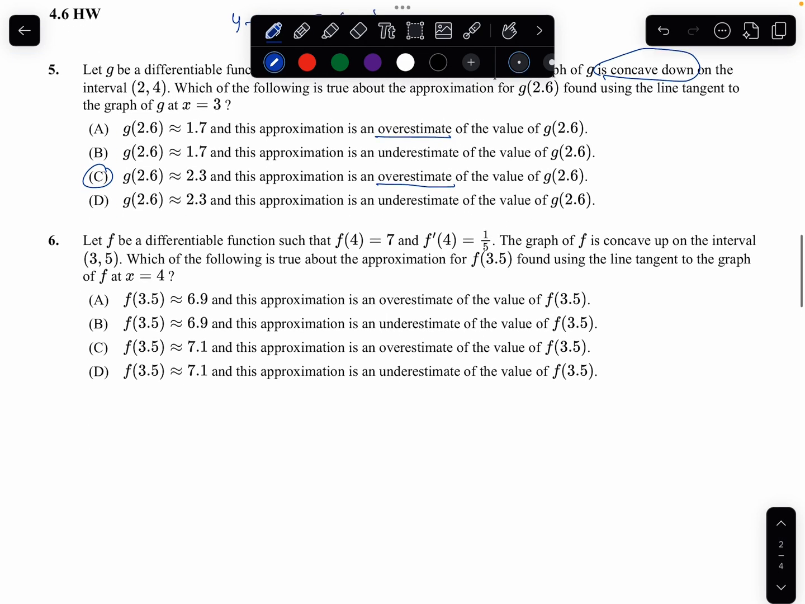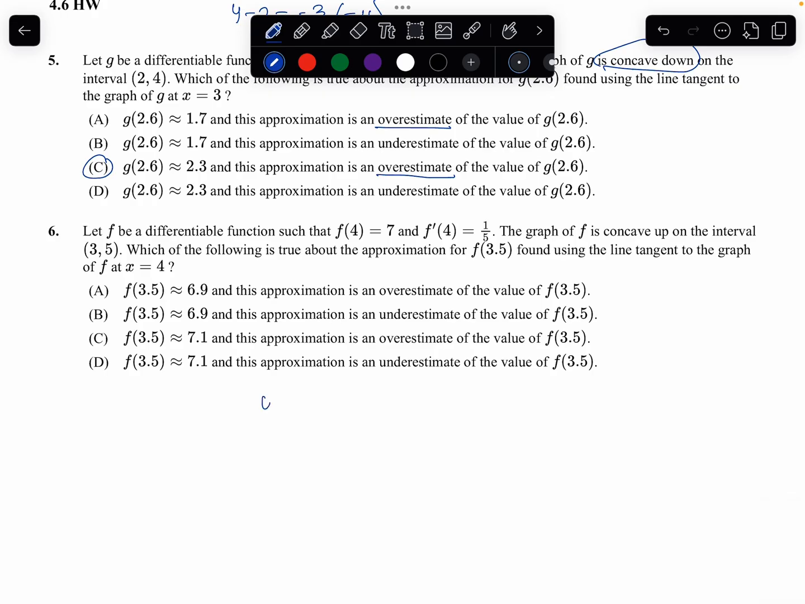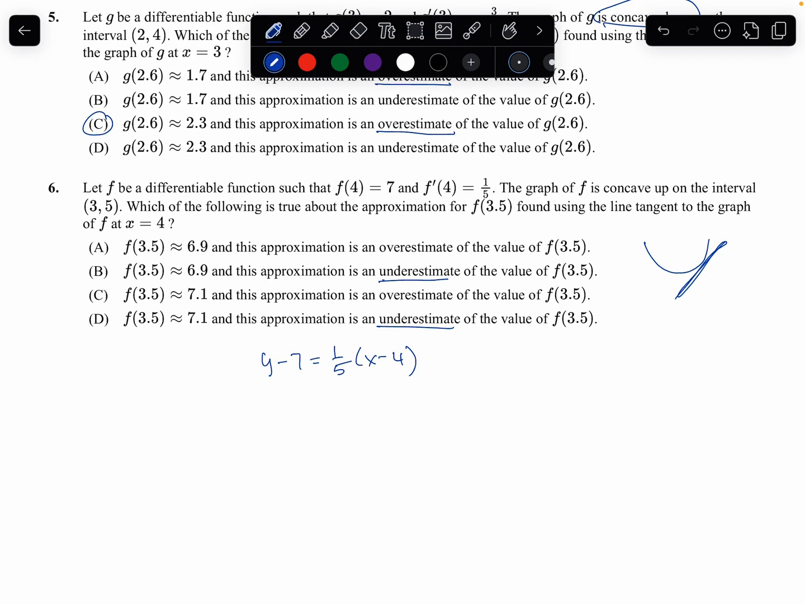Okay. And just like that, we have another problem. So y minus 7 is going to be equal to 1/5 times by x minus 4. Based off of the information given here, the graph of f is concave up. And so if it's concave up, we're going to have tangent lines that are going to be an underestimate. Okay. On the interval from 3 to 5, which of the following is true about the approximation at 3.5?